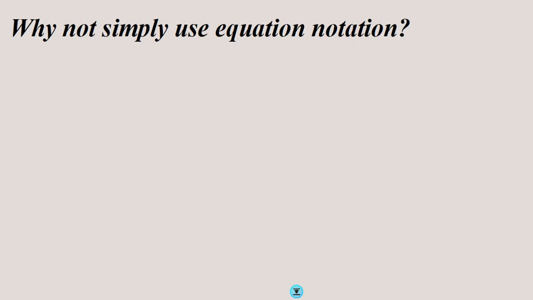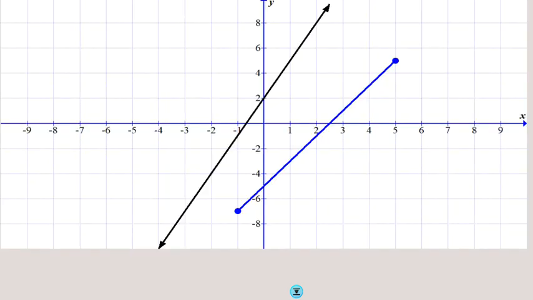So you might ask, well, why do we need function notation? Why not use equation notation? After all, we've been used to that, and it worked very well. And it's a very good question. Consider that you have the two functions here. They're drawn together. And remember, this is y equals 2x minus 5. And this function is y equals 3x plus 2.